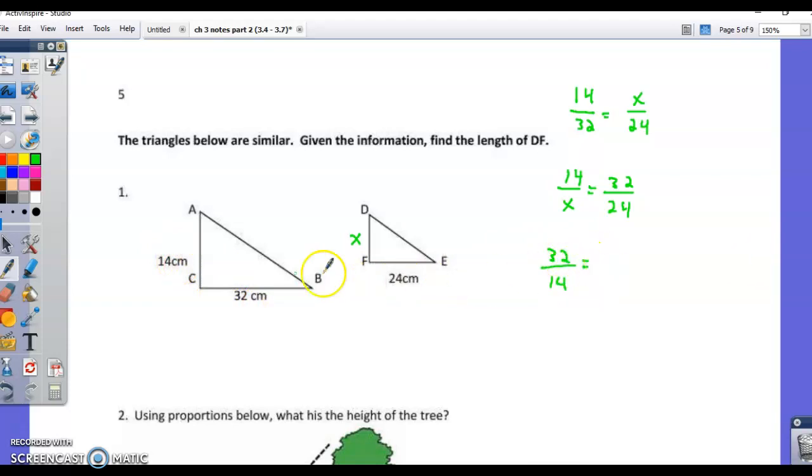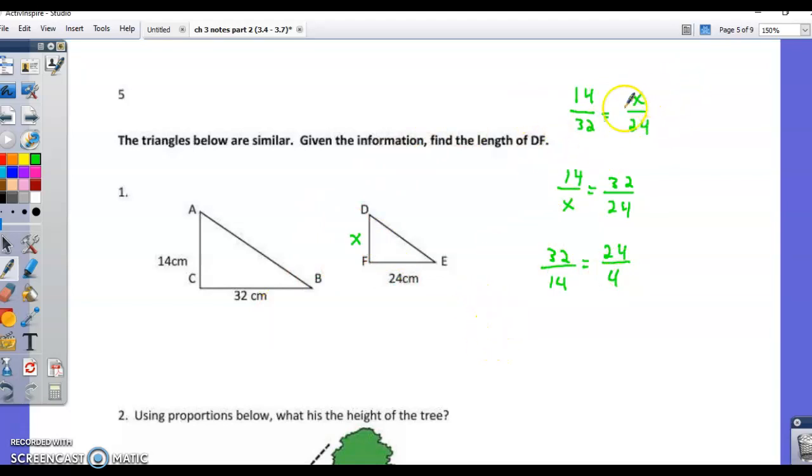It's not backwards, just a way that you would choose it. But then, because the 32 is listed first here and the 14 second, we listed 24 in the X second there, right? 24 over X. And then, of course, you can flip these around and do it again. So there's 4 ways you could really set it up and still get the right answer.